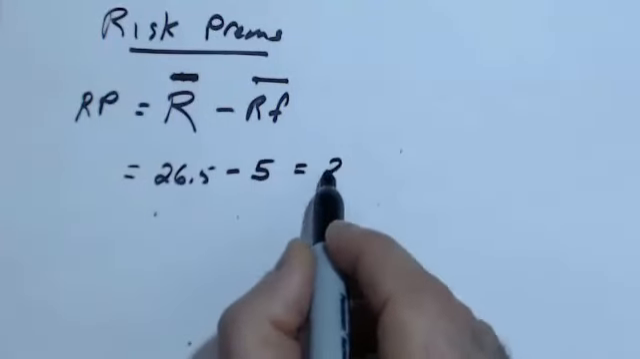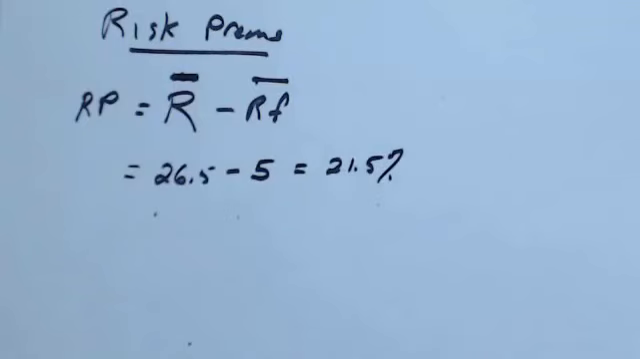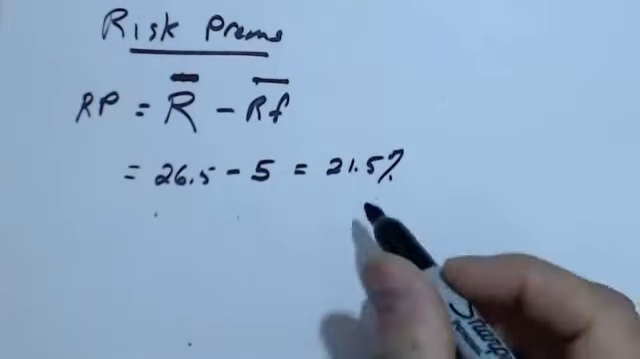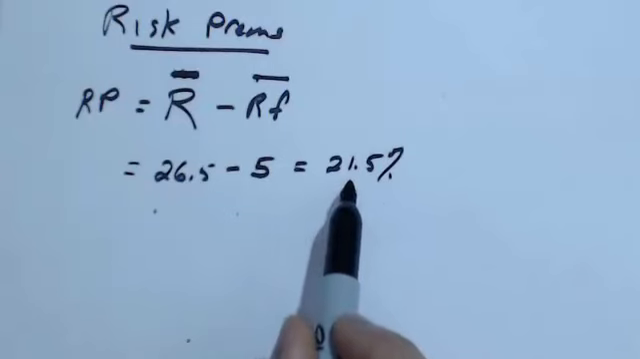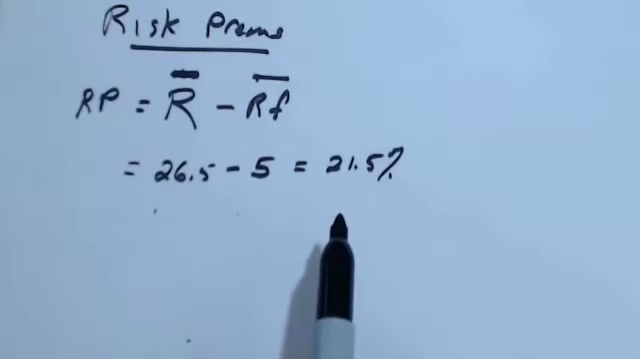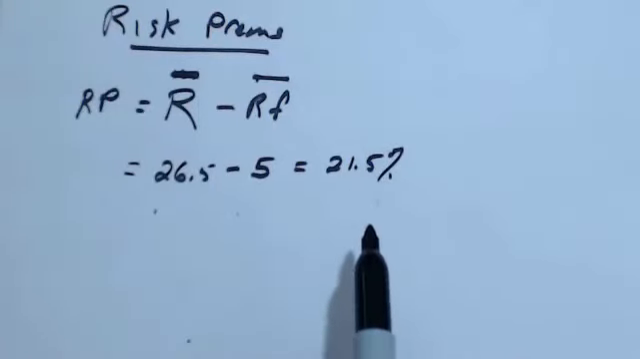So the risk premium is 21.5%. So how do you interpret that? Well, here's how it goes. If you invested in large company stocks for the last 4 years, you earned 21.5% simply for taking on the risk associated with large company stocks.